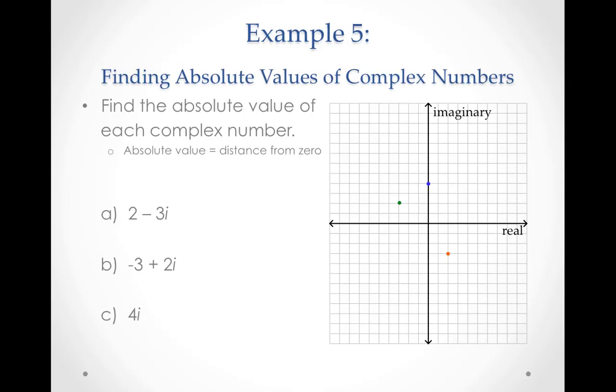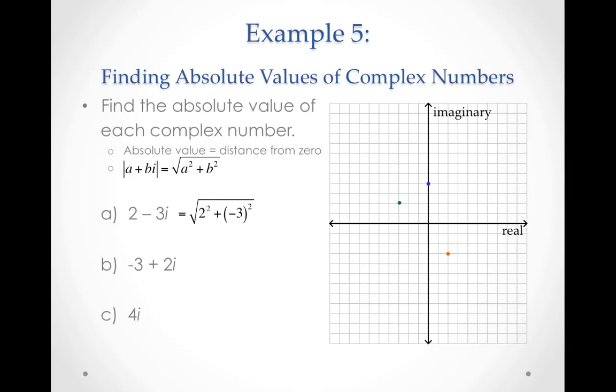So absolute value is still the distance from 0, and we get that by taking the square root of a squared plus b squared. It's really just an equation that comes from the Pythagorean theorem. Now notice it is just the b that's being squared. There is no i in this. You're only using the a and the b values to work this out.